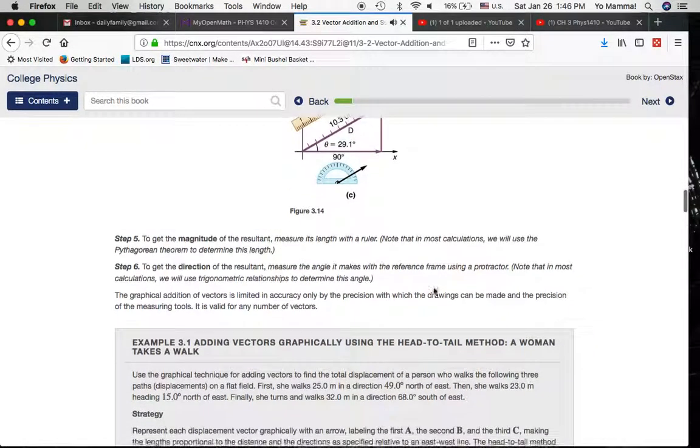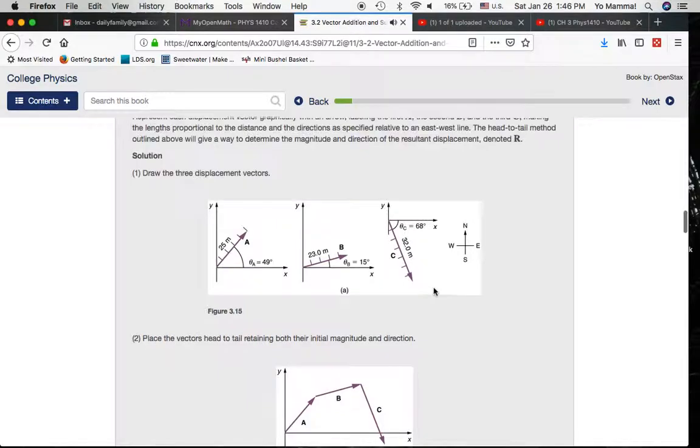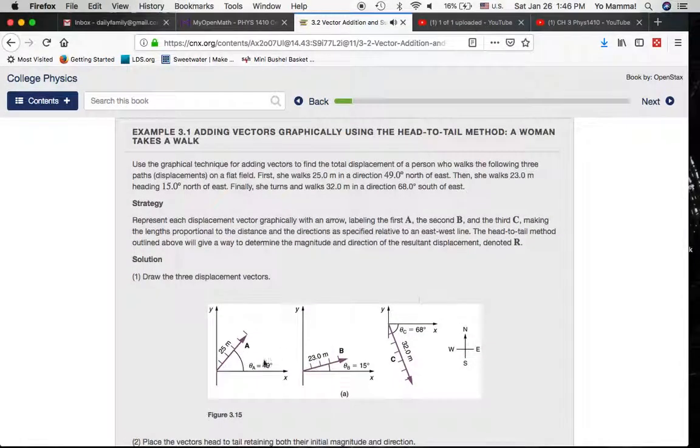And you can do this with more complex vectors as well. Let's say we have these 3 vectors, 25 meters kind of northeast here. We call this 49 degrees north of east. And we measure angles from the x-axis, counterclockwise being positive. And then this one is 15 degrees north of east, 23 meters long. This one is 68 degrees south of east, and usually this would be called negative 68 degrees, but either way it works out. And this one is 32 meters, of course.